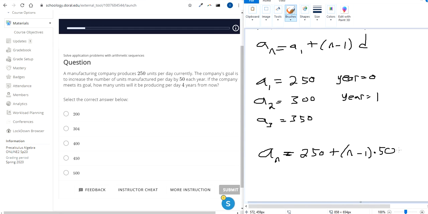Okay, it would be negative 50 if we were decreasing 50 units each year. It's positive 50 because we're increasing 50 units each year. This is the sequence that tells us. But remember, n stands for something slightly different. If n equals 1 with this formula, then we're at year 0. So n equals 5 would be year 4. So we've got to plug in 5 for n.